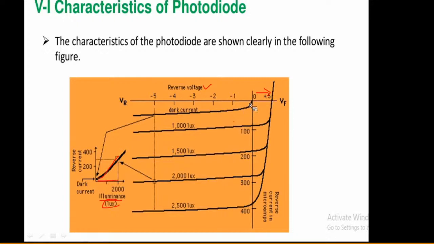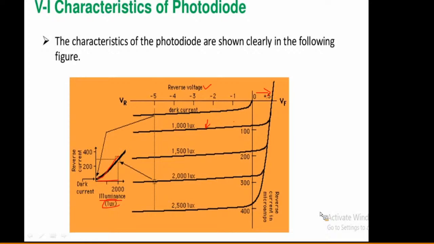In reverse bias, depending upon how much light you are applying, these curves take place. The more illumination you apply, the more reverse saturation current you obtain. Now, this is the VI characteristics of your photodiode.